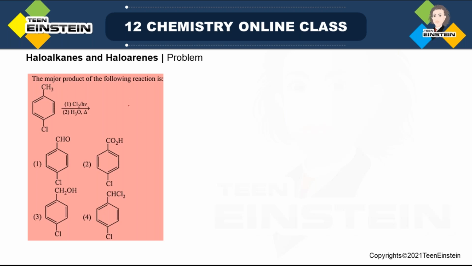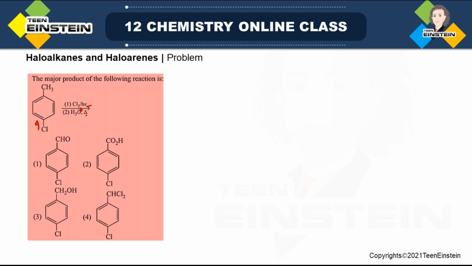The major product of the following reaction is, here we are treating para-chlorotoluene. Toluene is CH3 attached to a benzene ring, and here we have a chlorine substituent at the 4 position with respect to the methyl group, so it is 4-chlorotoluene. Now we are using a two reagent combination. One is chlorine in presence of light, that is h nu, and the second step we are using H3O plus, which is basically H plus in water medium. H3O plus is the hydronium ion, and this is a sign of heat.